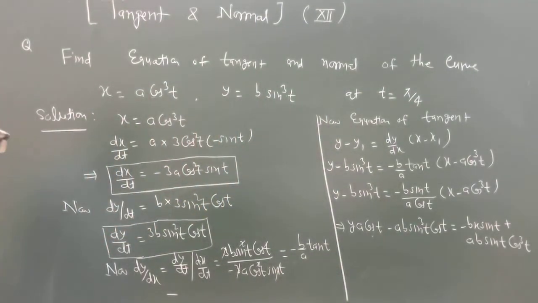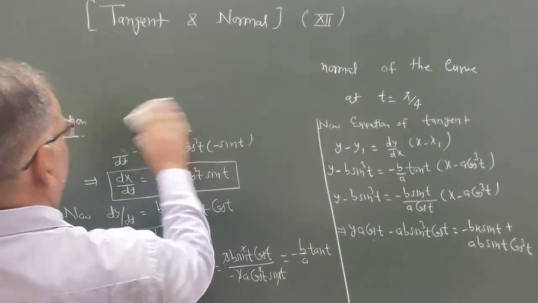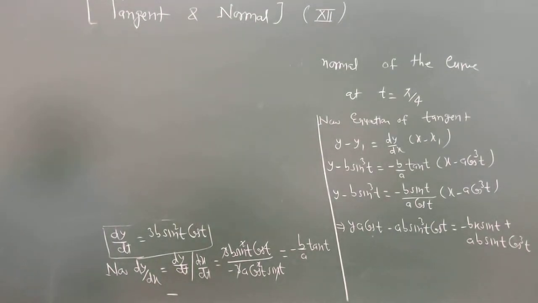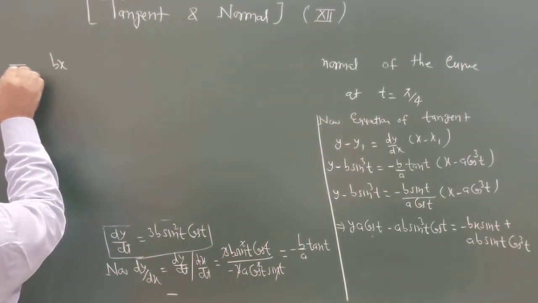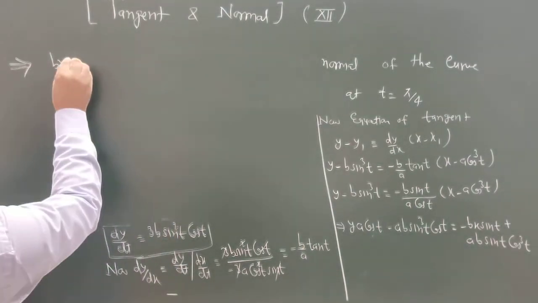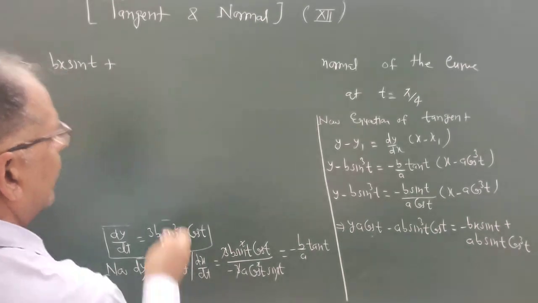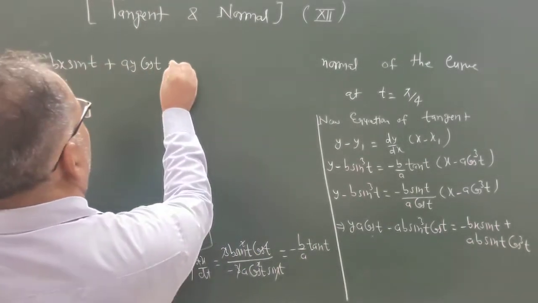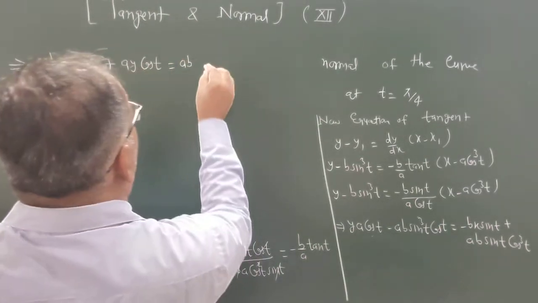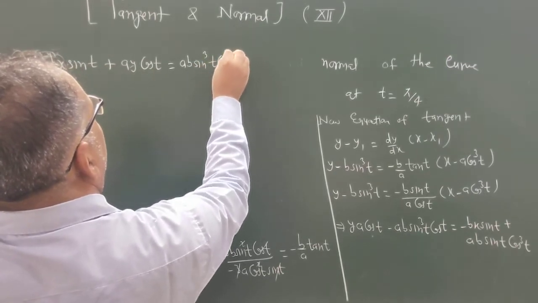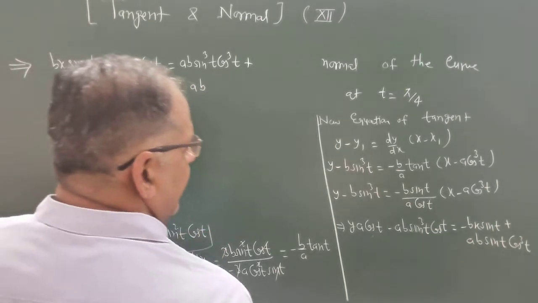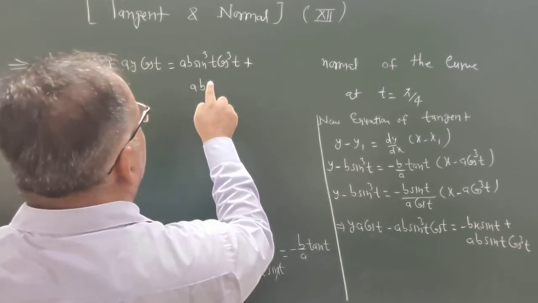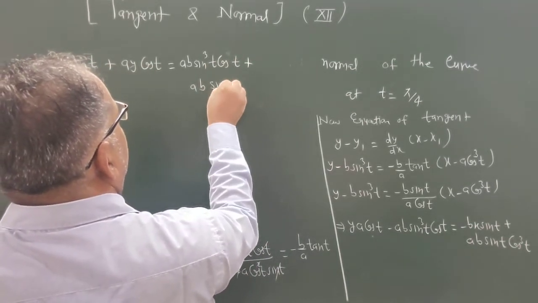In the next step, this becomes bx sin t plus ay cos t equal to ab sin t cos cube t plus ab sin cube t cos t.